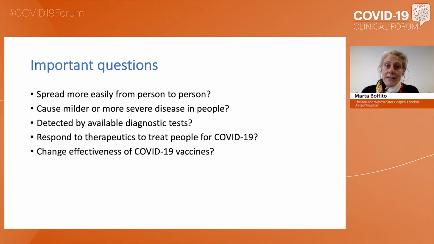There are a lot of very important questions that still need to be answered around variants. Do the variants lead to the spread of the virus more easily from person to person? Do they cause milder or more severe disease in people? Are we able to detect such variants by available diagnostic tests? Do the variants allow for the development of therapeutics that work against them, so that we can have useful treatment for COVID-19? And also, do they lead to a change in effectiveness of COVID-19 vaccines?